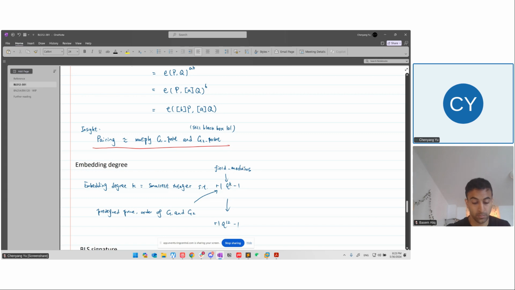Just compute. Because we already know r, and of course we already know q, we can just say q to the 0, q to the 1, q to the 2, and so on. Iterate through all the possibilities, and then you can find the smallest integer. In our case, for a given r and q, the smallest integer is 12. That's the embedding degree of the BLS curve. Also, it is the embedding degree of the BN128 curve. Same thing.